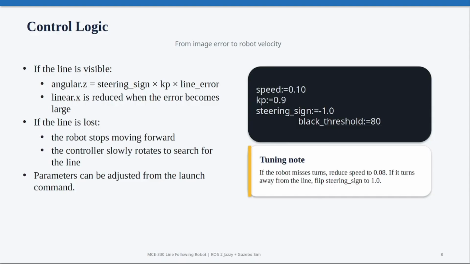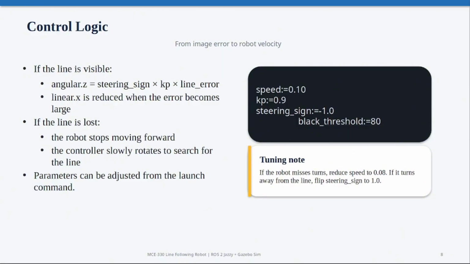The steering sign parameter controls the direction of correction. If the robot turns away from the line, this sign can be flipped. The robot also reduces forward speed when the error becomes large. This helps the robot handle turns more smoothly. If the line is lost, the robot stops moving forward and slowly rotates to search for the line again.